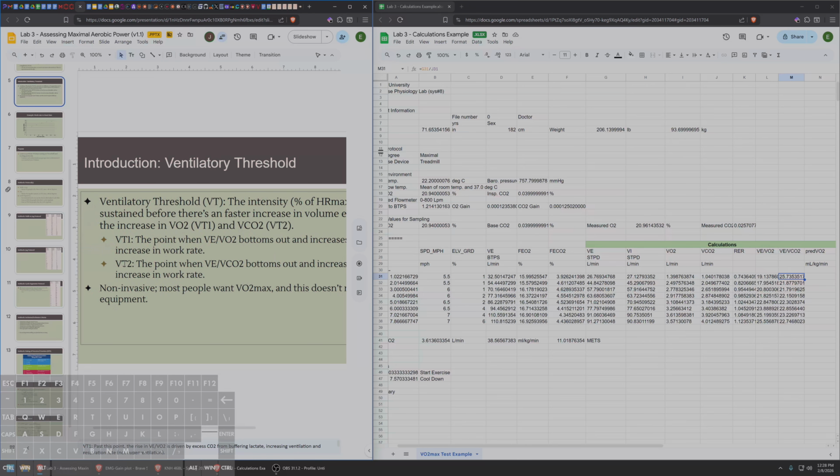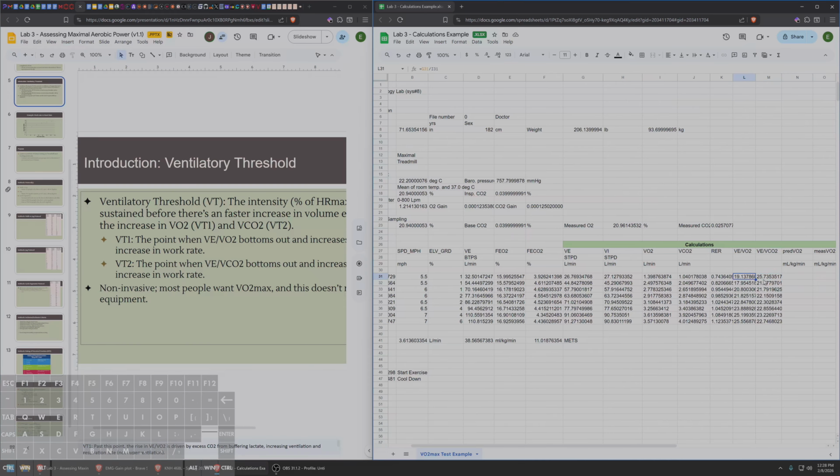And VT, ventilatory threshold 2, is where VE over VCO2 bottoms out and then increases thereafter with an increase in work rate. Okay, so taking a look at this, we see this person reached ventilatory threshold 1 at minute 2. And for VE over VCO2, they reached it right at minute 3. So real quick, this tells me this probably was not a good protocol for this person to select right off the bat.